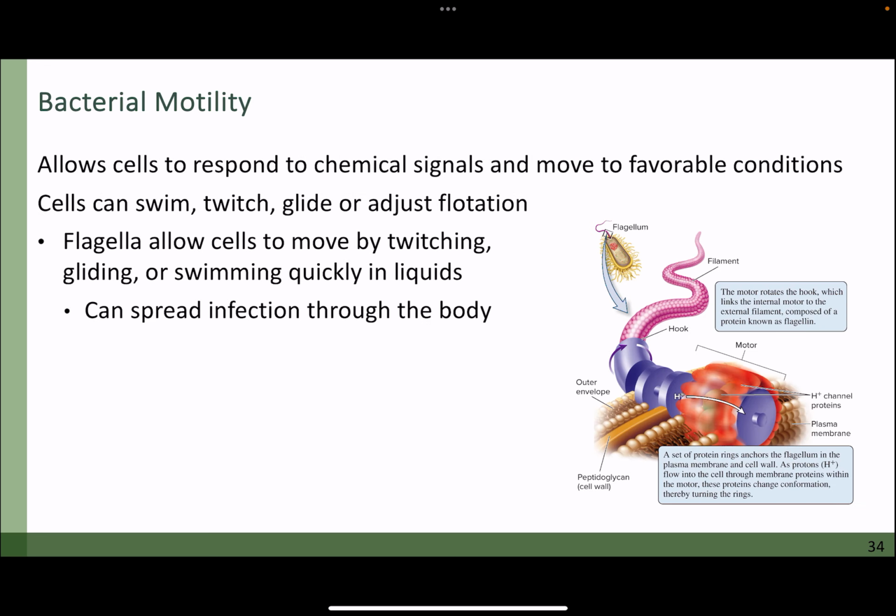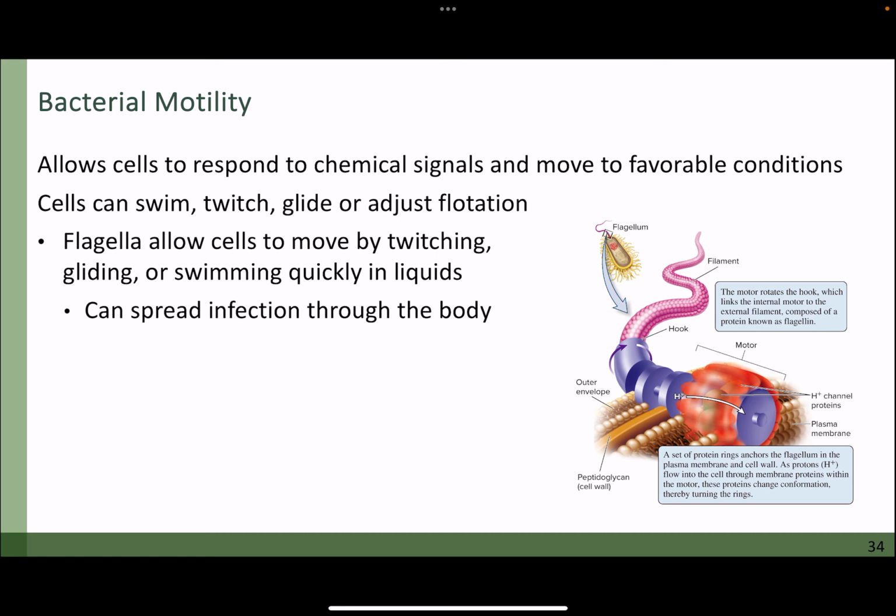So we mentioned bacteria motility. In general, bacteria are moving through their environment with this flagella structure. So the flagella can allow the bacteria to swim. It kind of twitches, glides, or even just kind of floats through the environment. But the flagella can help with that movement.